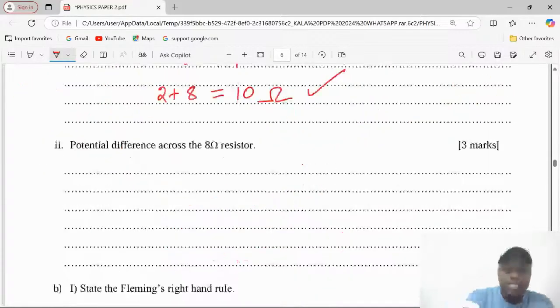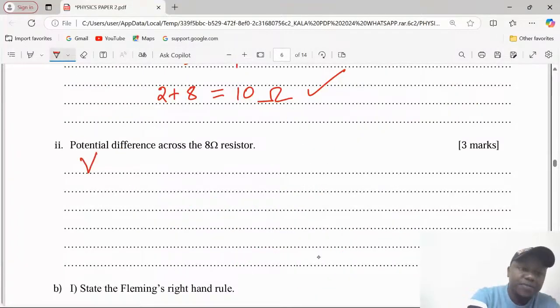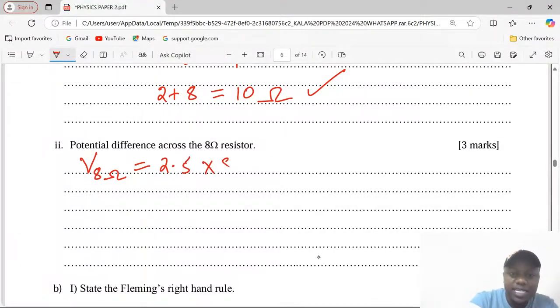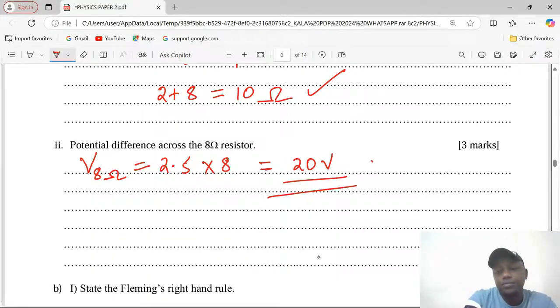And for the 8 ohm resistor, we can get V by taking current there multiplied by the resistance there, 8. What is the resistance there? 8. So multiplication will give us 20 volts. 20 volts. So I hope we are together in that computation.